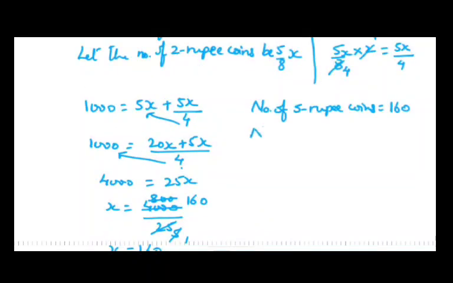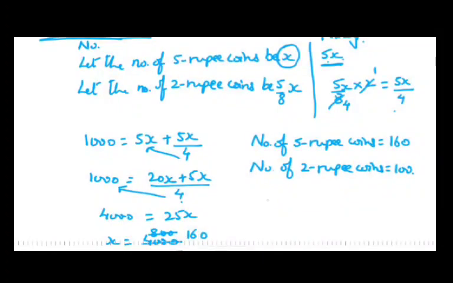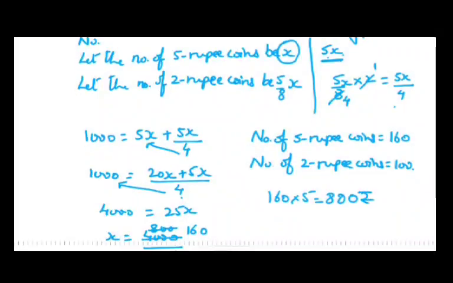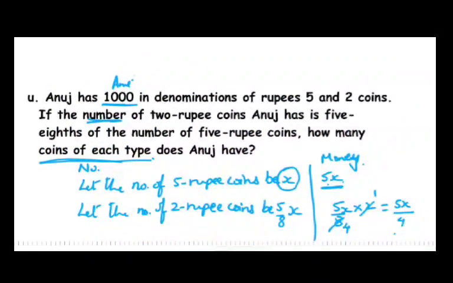So number of 2 rupee coins is equal to 100. So let's look at this now. What's the amount? Do I get it up to 1000? So 5 into x, where x value is 160. 160 into 5, how much does that make? 5 0s are 0, 5 6s are 30, 5 1s are 5, so 800 rupees. And 100 I am going to multiply by 2, which is going to be 200 rupees. Does that give me 1000 rupees as stated in the sum?